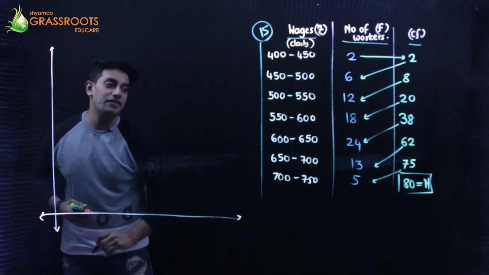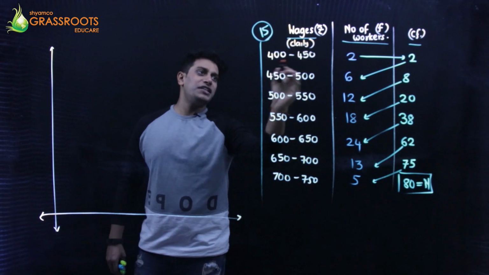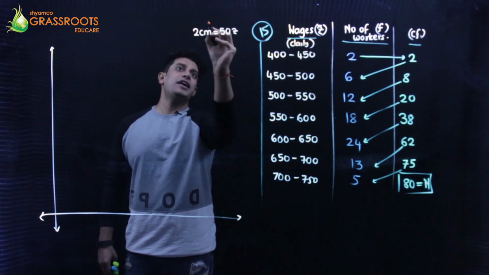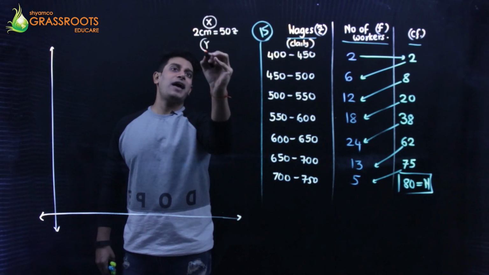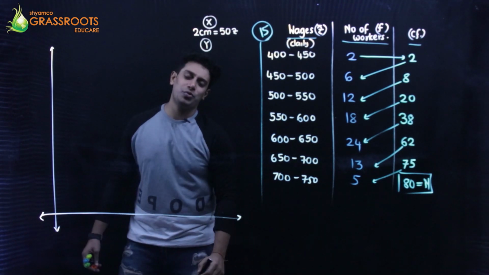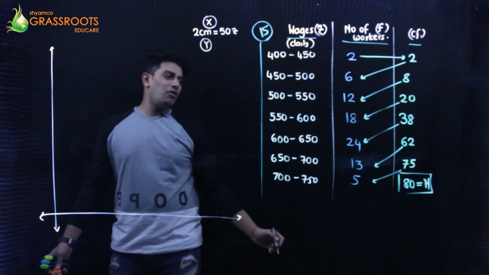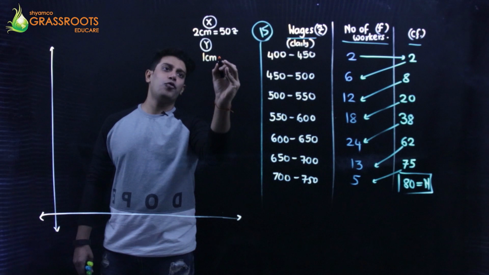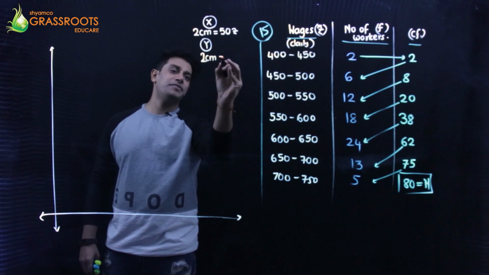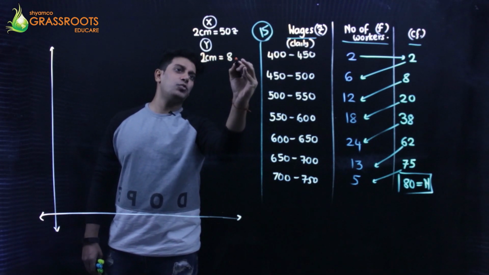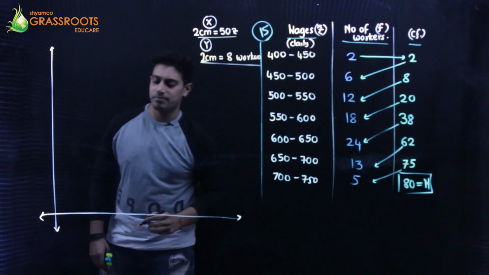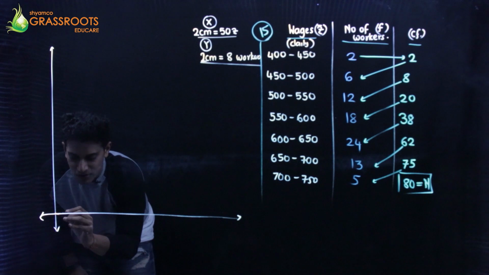On the graph, the scale given is 2 centimeter as 50 rupees on the x-axis, and on the y-axis it goes till 80. So definitely you can take 1 centimeter as 4 or 2 centimeter as 8 workers. This is on the y-axis. It's not starting from 0, so there is going to be a kink.